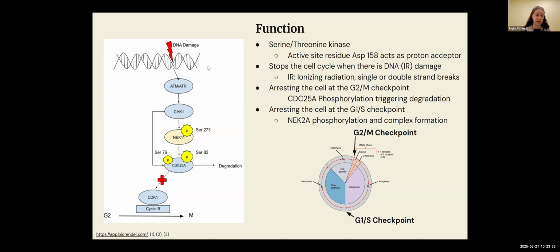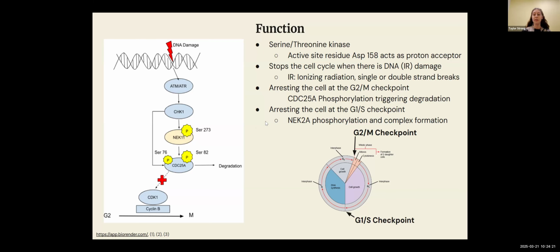And the pathway on the left here is stopping it at the G2M checkpoint, where there is DNA damage, which will then activate ATM or ATR, activating CHK1, which can phosphorylate NEC11 at serine 273, and primes CDC25A, so that NAC11 can then phosphorylate that at serine 82, targeting it for degradation and stopping the cell cycle at the G2M checkpoint, as CDC25A can't activate CDK1.